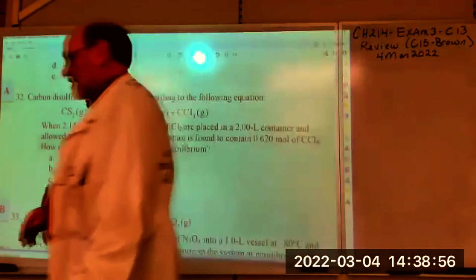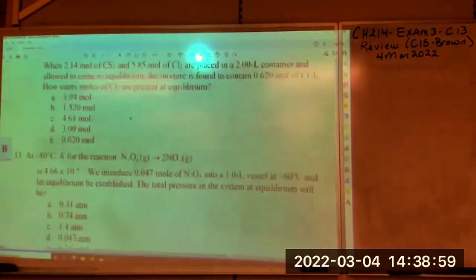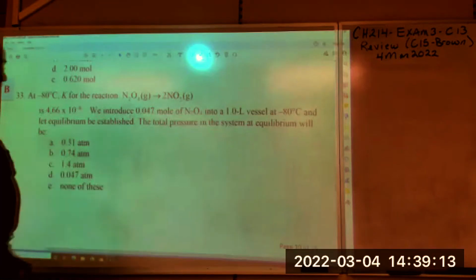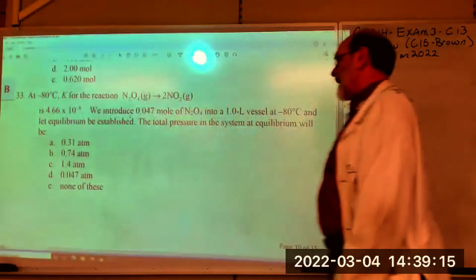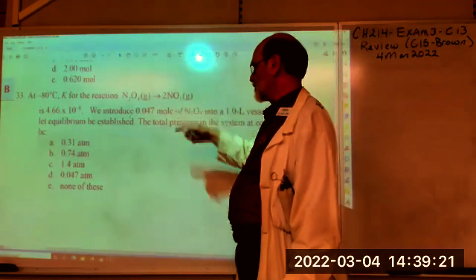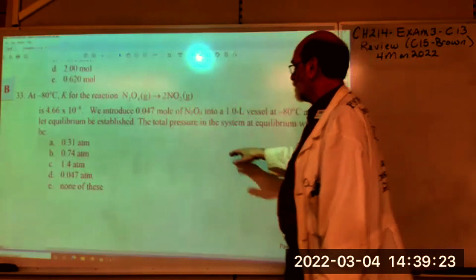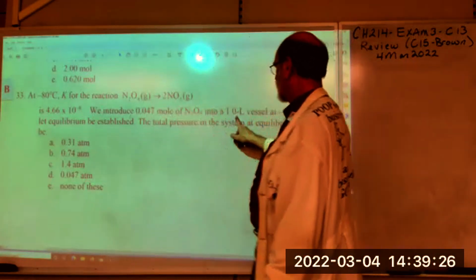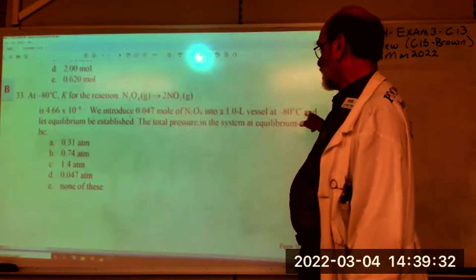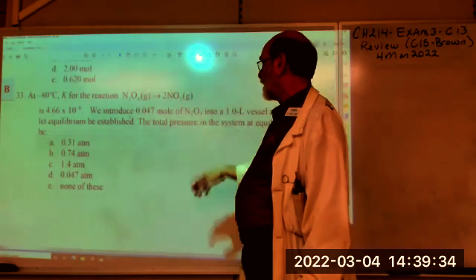All right, 33. Minus 80 degrees Celsius. K for the reaction of N2O4 to 2NO2 is 4.66 times 10 to the minus 8. So at that temperature, it is heavily favoring the reactant. Practically nothing of this is produced at that temperature. We introduce 0.047 moles of this into a 1 liter container, 0.047 molar, and let it come to equilibrium. The total pressure in the system at equilibrium will be what?